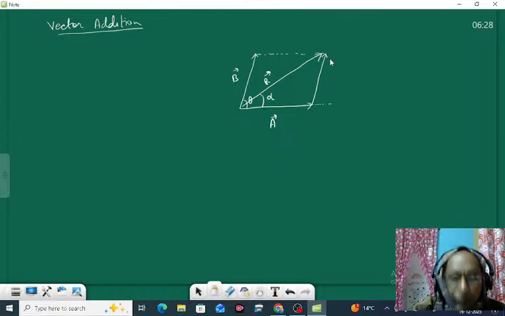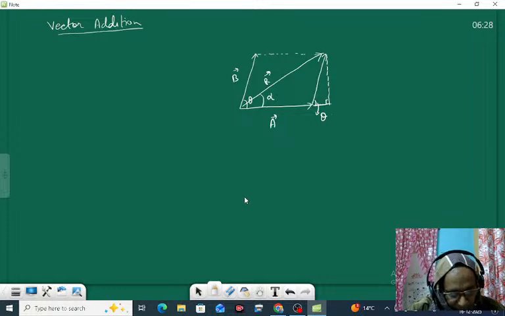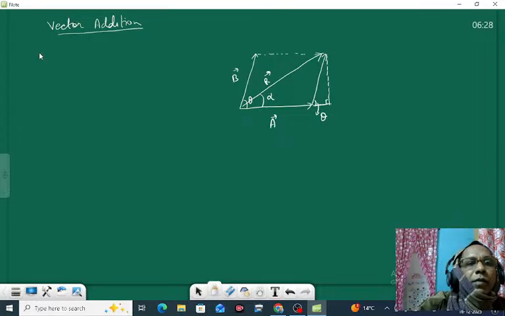And if we draw a perpendicular line from here, right? Therefore you can see here that this angle is also theta, and this is 90 degrees. This angle is theta. So you can find that with the parallelogram law of vector addition, we get this formula, that is number one.